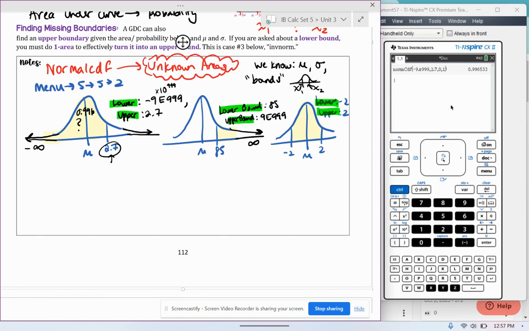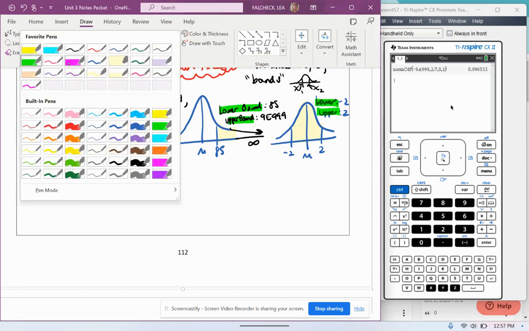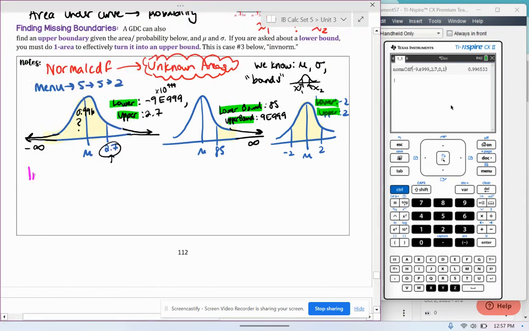Now let's talk about if we are given an area, but we're trying to find the X data point that corresponds to that area. This is called the inverse norm function. It's the opposite of what you just did pretty much. That makes sense. So this is the inverse norm function.